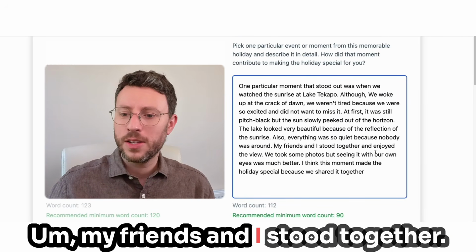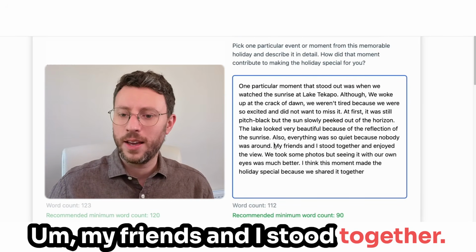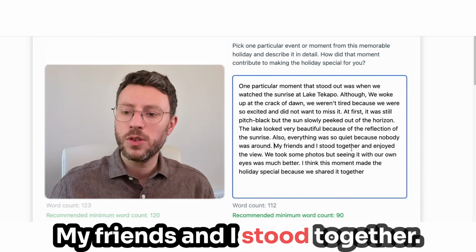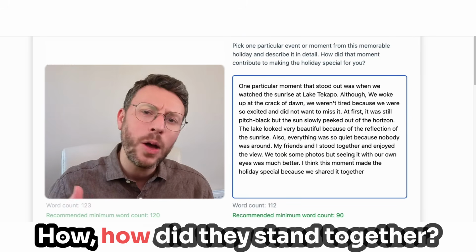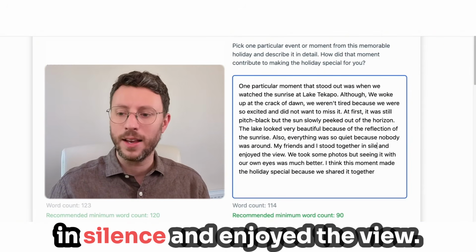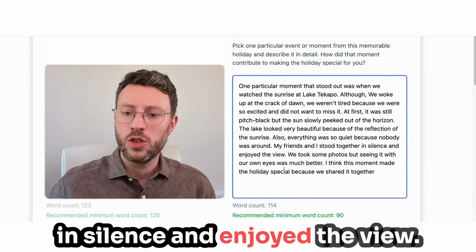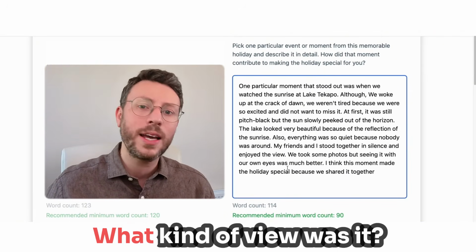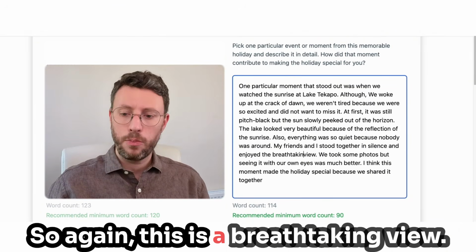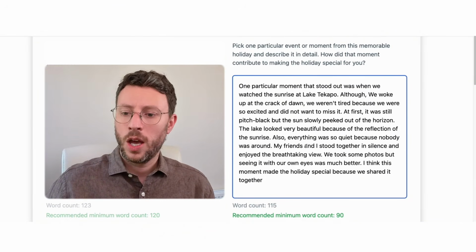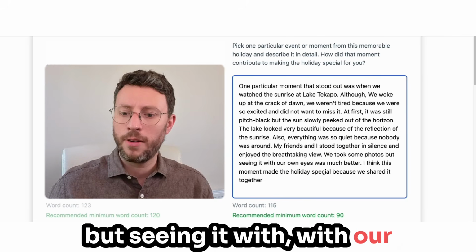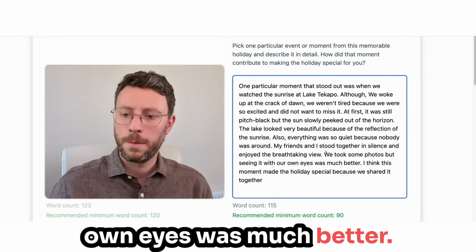My friends and I stood together. Yeah, no one was around. My friends and I stood together. How did they stand together? My friends and I stood together in silence and enjoyed the view. What kind of view was it? So again, this is a breathtaking view. We took some photos, but seeing it with our own eyes was much better.